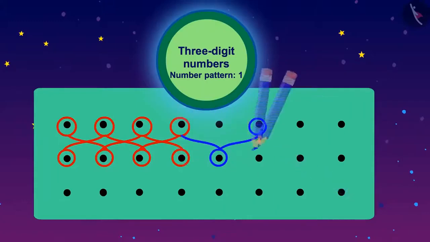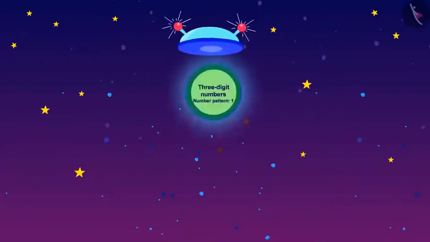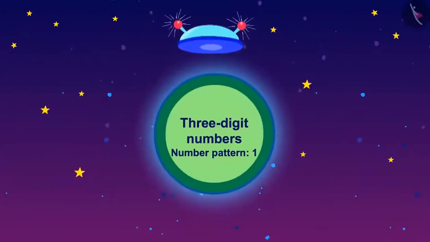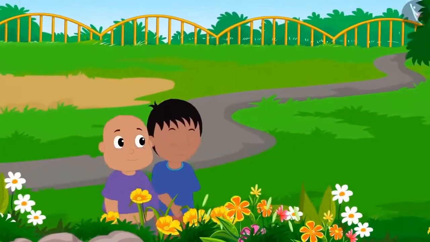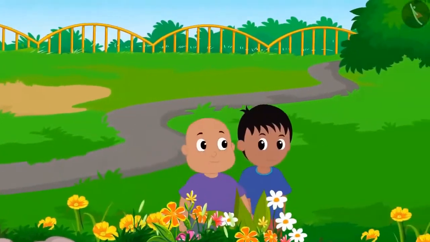Do you remember the patterns you have learnt in the lesson of the dot grid? Can we also create a pattern with numbers? Let's learn about number patterns made with 3-digit numbers in this lesson. Raju and Bablu are walking in the park.